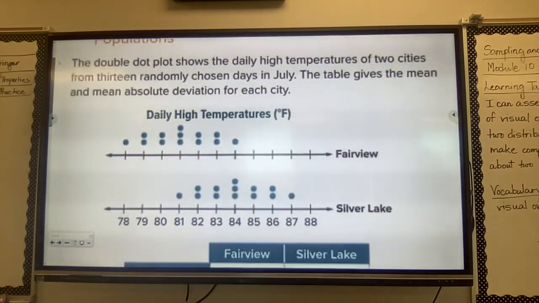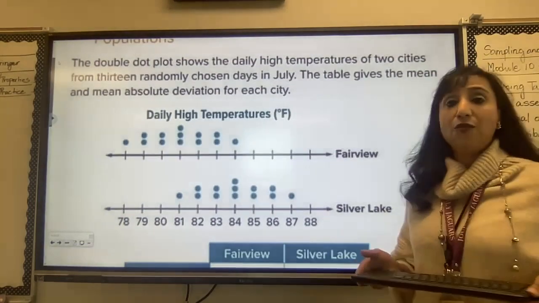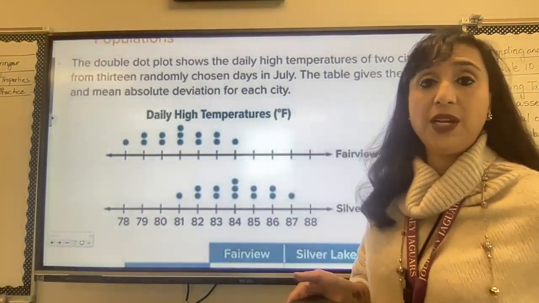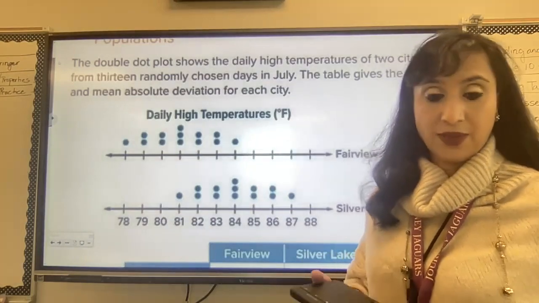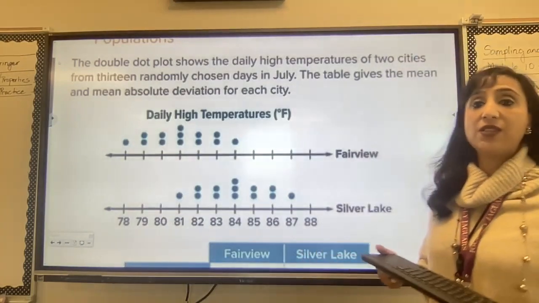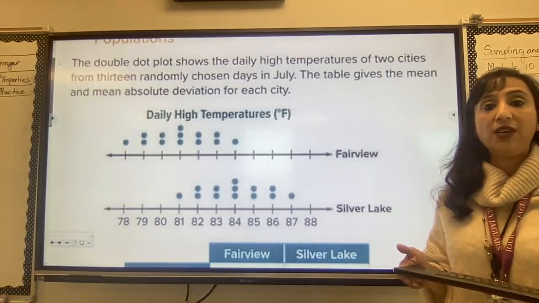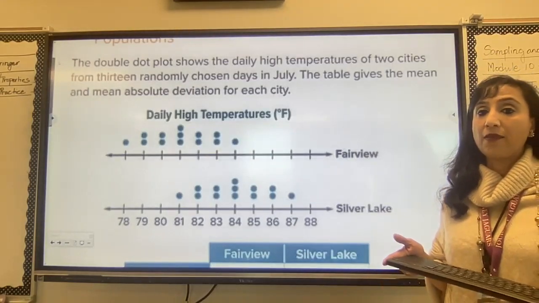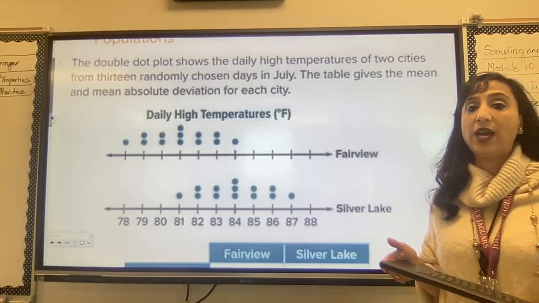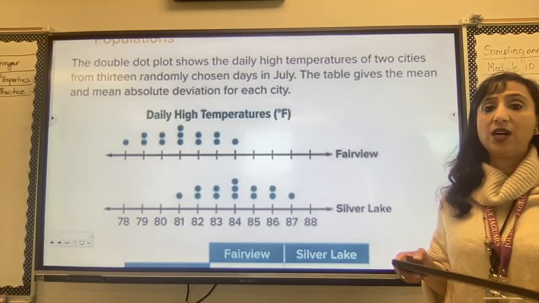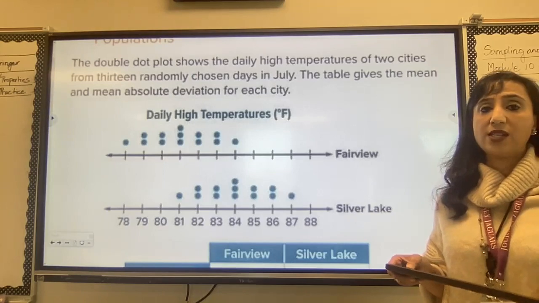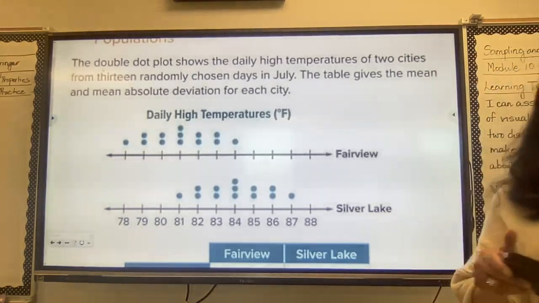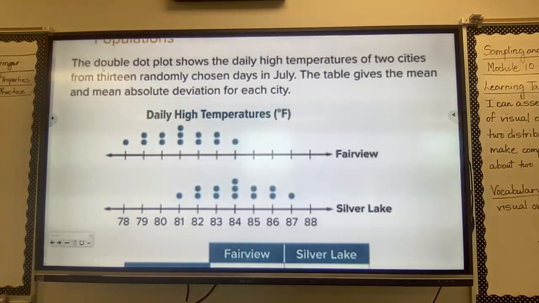The double dot plot shows the daily high temperatures of 2 cities from 13 randomly chosen days in July. The table gives the mean and mean absolute deviation for each city. All right, so you can look at that. And we are looking at the data over here. Both of those plots are symmetric.